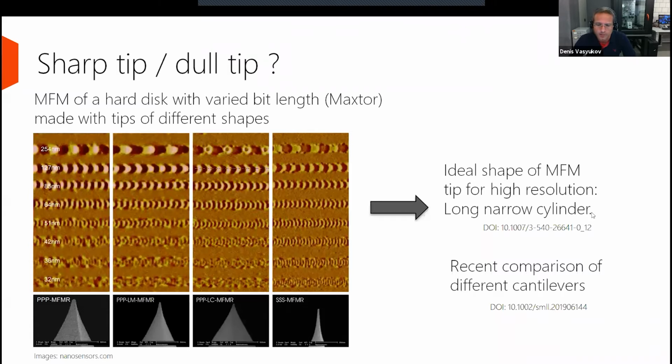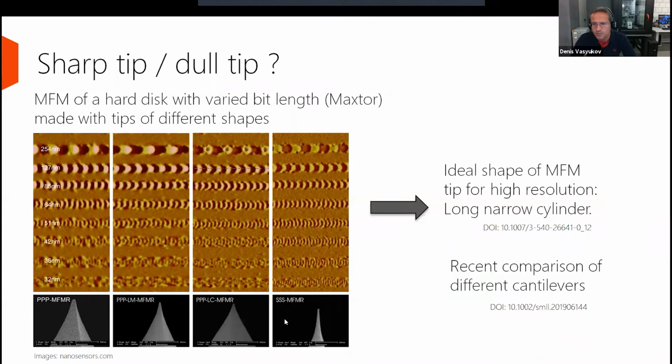The reason for that is that, as we already said, magnetic forces are long range forces. It means when you do the imaging with the MFM tip, not just the very end of it, the sharp pointy part of the tip, is participating in the imaging, but also some of the volume or the surface of the tip above this pointy part. And the way this volume is shaped, and how much material is on this part, will affect your XY resolution.